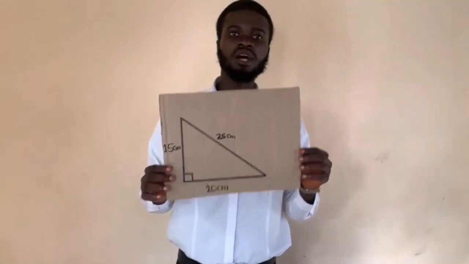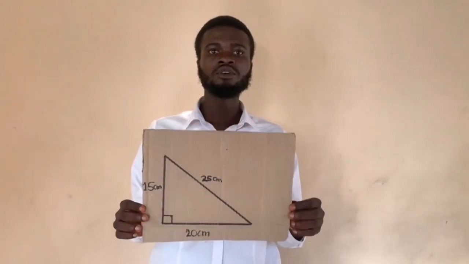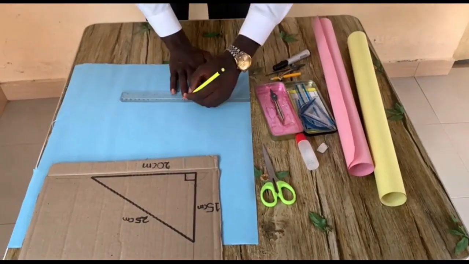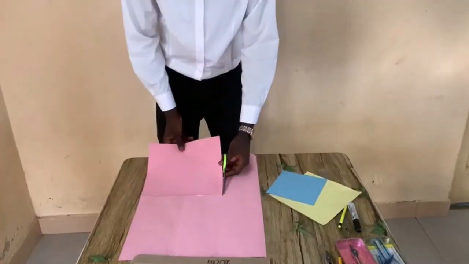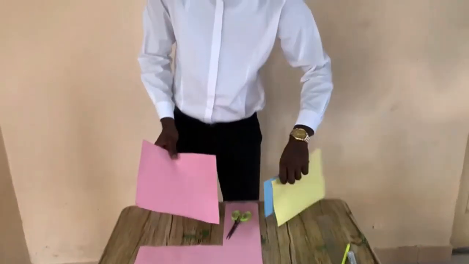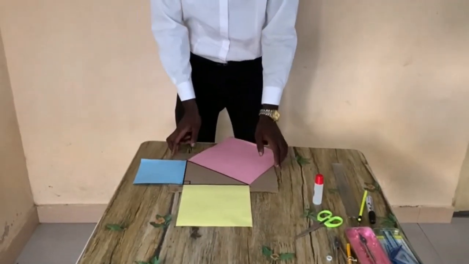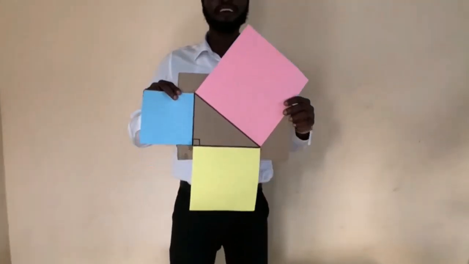Okay, now we have our right angle triangle. Using the lengths of the sides of the right angle triangle, we are going to cut out 3 different squares from our manila cards. Now, we have all 3 squares. Let's arrange the squares around the right angle triangle to see whether it fits. Perfect. It fits.